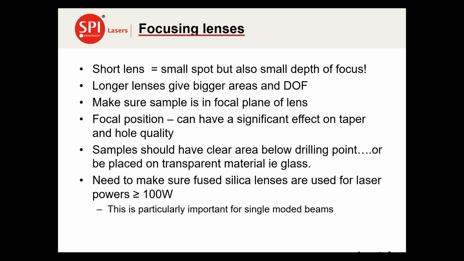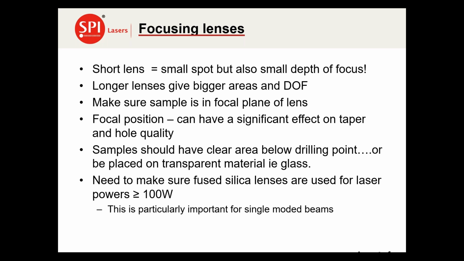It's also very important to ensure that your sample is in the focal plane of the lens. And this should be checked because particularly if you're not working in the center of the field but towards the edges of the field, if you're not correctly located at that focal plane, you will get changes in the beam diameter at these peripheries, which will impact the quality of the holes achieved.